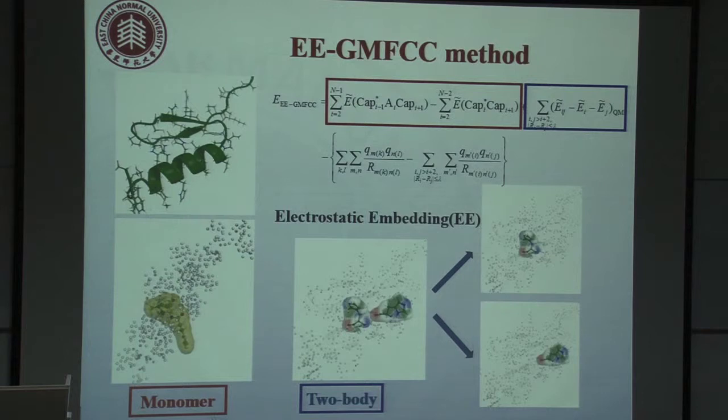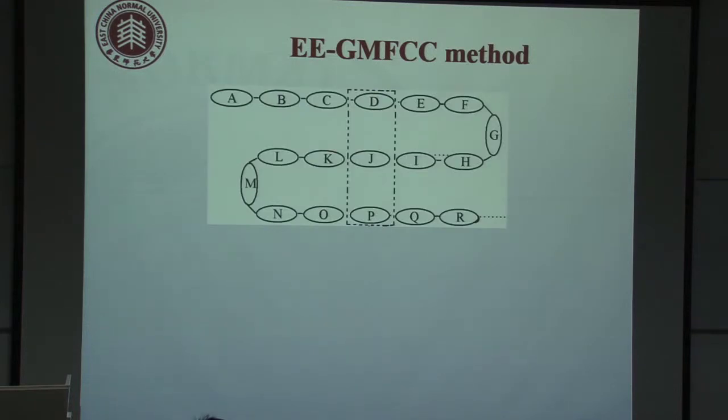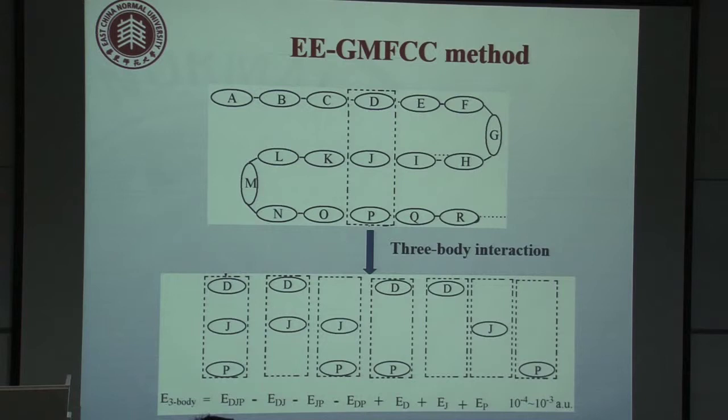Actually, this method is very effective. It's not variational, but very effective. And also, we can go over to three-body or four-body interaction energies, as Charlie mentioned yesterday. So this is a three-body interaction, but in our tests, we usually find that this three-body and higher-body interaction is very small.